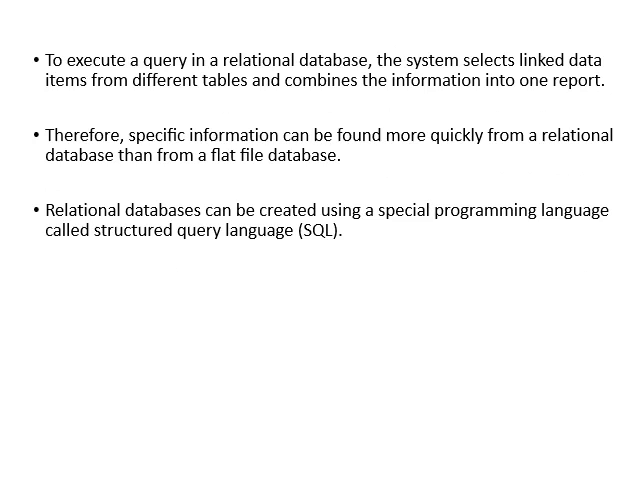To execute a query in the relational database, the system selects linked data items from different tables and combines the information into one report. So whenever you make a query to a relational database, what will the system do? The system will find the linkage among the data records, and all the linked data records will be provided to the user in the form of a single report of information, and therefore specific information can be found more quickly from relational databases than from the flat file format of databases.